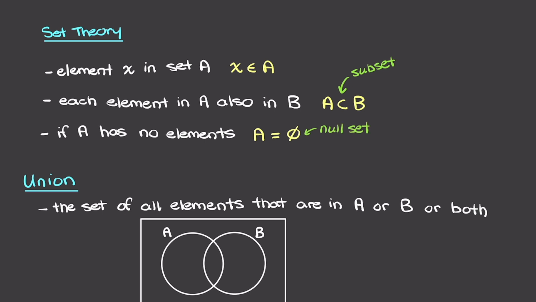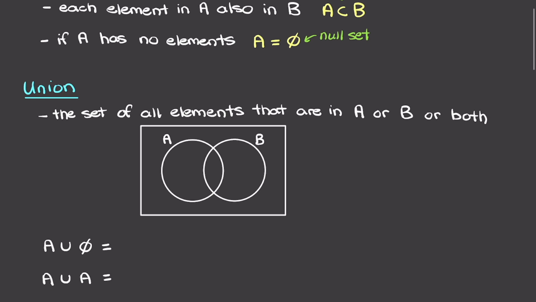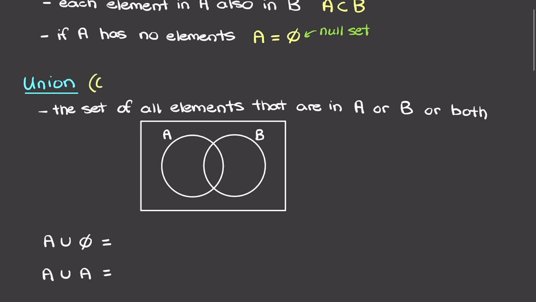Now we're going to be going over two kinds of operations that are used on sets, which is the union and also the intersection. So we're going to start off with the union. Union is what we normally call the OR operator. And it's called the OR operator because it's the set of all elements that are in A or B or both. So in other words, it's at least in A or B.